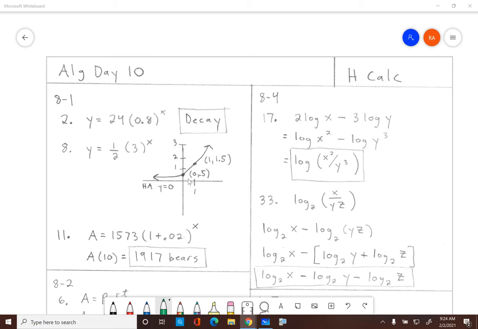Okay, so 11, we got some bear population here, and we're increasing at a rate of 2% per year. It says we have 1,573 bears this year. So that's my starting amount, and I'm going to write 1 plus r. I'm going to grow at 2% per year. So then here's my model, 1573 times 1.02 to the x. Just plugging in 10 into this function here, I get 1917 bears.